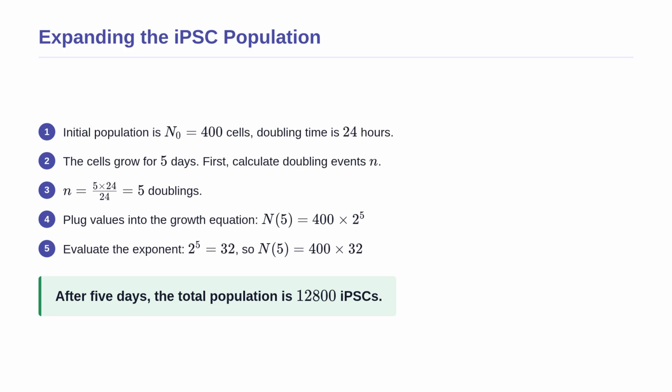Now we plug our values into the equation. We have 400 times 2 raised to the power of 5. Evaluating the exponent first, 2 to the 5th power is 32. Multiplying our initial 400 cells by 32 gives us 12,800. This shows that even with low initial efficiency, stem cells can rapidly multiply to provide a limitless supply for medical research.